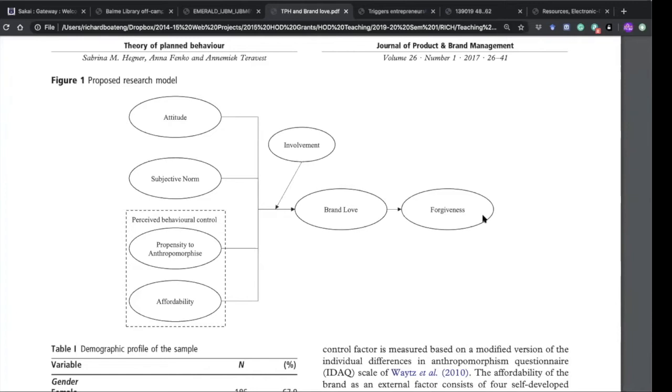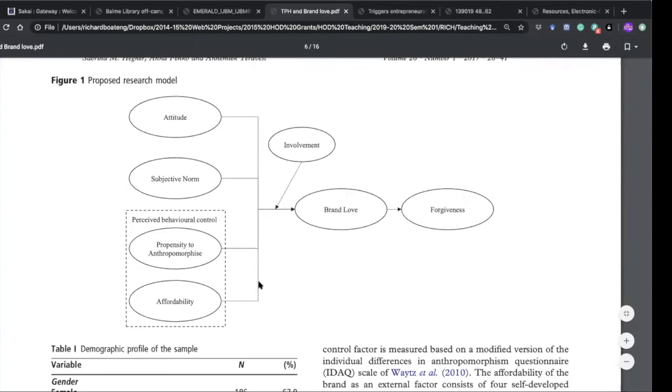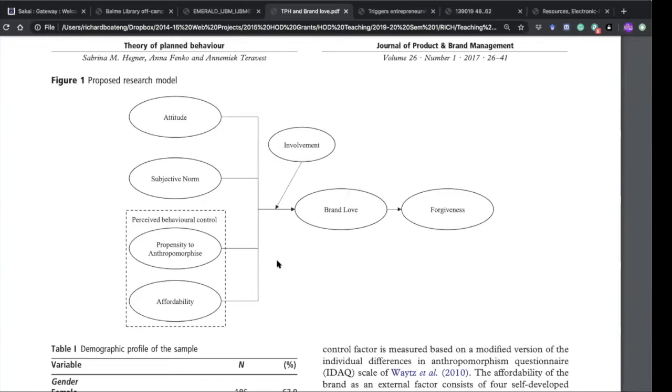But before you can forgive brands, you have to have brand love. What are the antecedents to brand love: attitude to the brand, subjective norm to the brand, and perceived behavioral control to the brand? So all these things are embedded within the theory of planned behavior. But now we have left the theory of planned behavior and come to the real world, and we are conceptualizing how the theory of planned behavior can help us understand brand love and brand forgiveness.